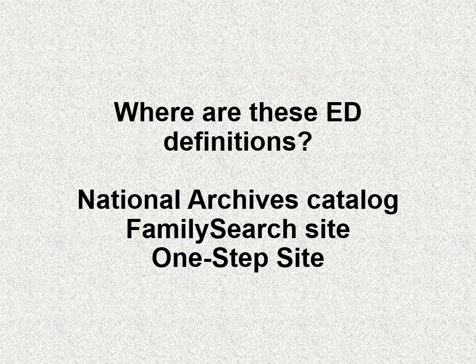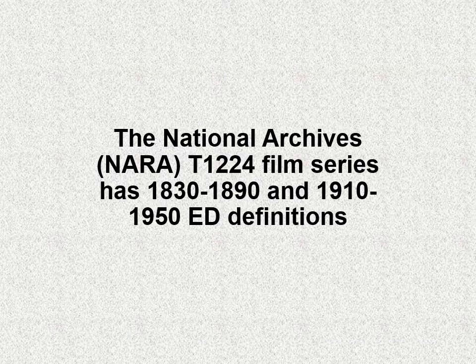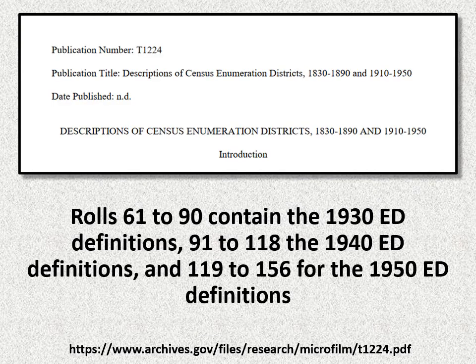So where are these ED definitions? Well, the scans of the definitions can be found on the National Archives catalog, familysearch.org, and the One-Step website. The National Archives has a film series T1210, which has ED definitions for the 1900 census. It also has film series T1224, and that's the big one that has the 1930, 40, and 50 ED definitions as a film series. You can find which roll you want, and that was the old way of doing it. You go into the National Archives and pull a roll out maybe to take a look at it.